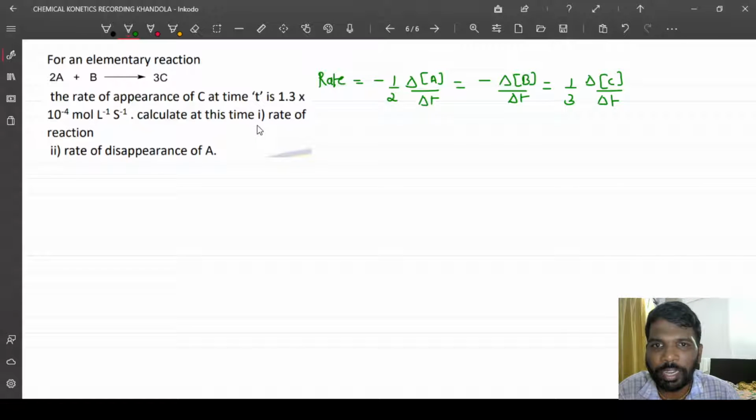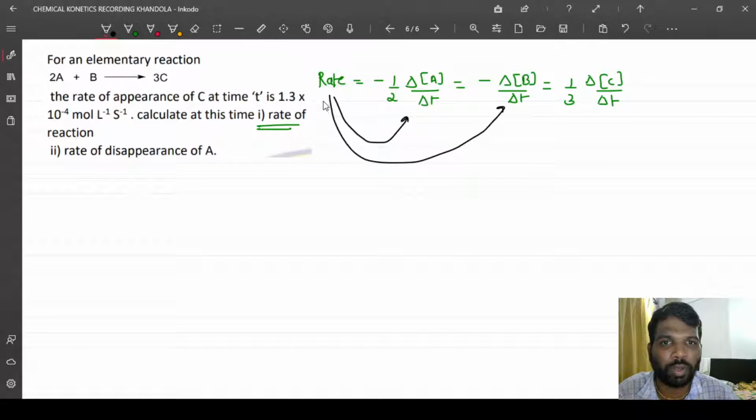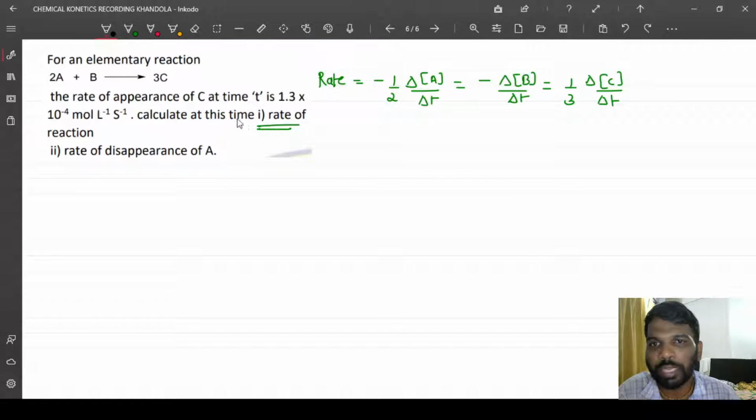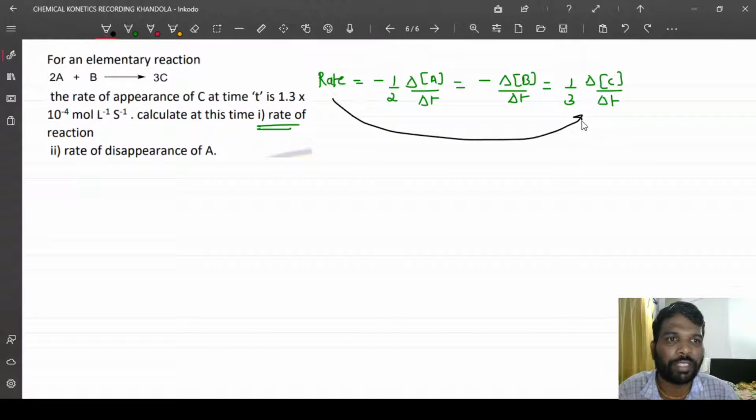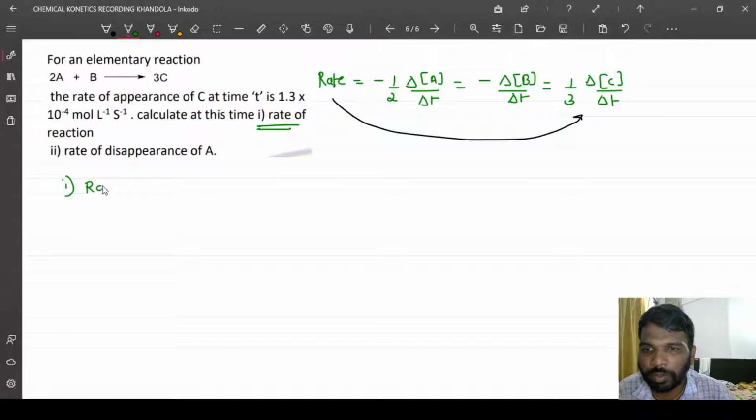First question is the rate of the reaction. I need to find the rate of the reaction. So I can equate rate with this, I can also equate rate with this, I can also equate rate with this, right? The data which is given is with respect to C. So I have a chance to only equate with this. So rate will be equal to, I am solving the first question, that is the rate of the reaction.